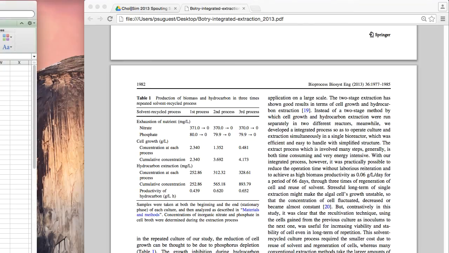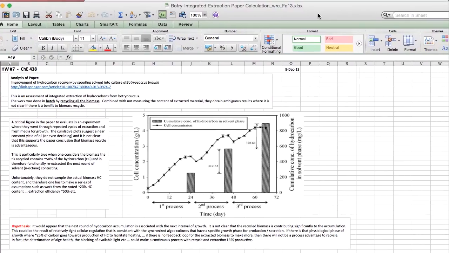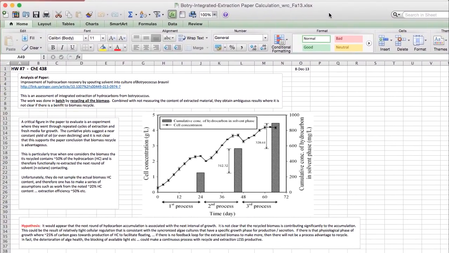Now to do that, I have a spreadsheet here. This is actually a homework problem for ChE 438 a couple years ago. And I will be assigning you individually some different ones other than this one.